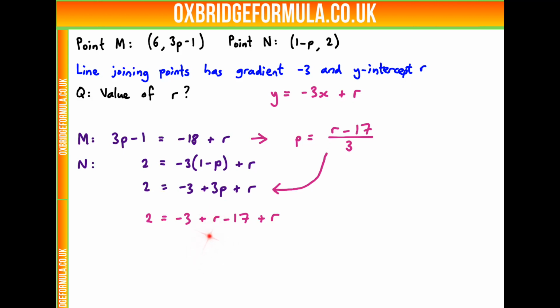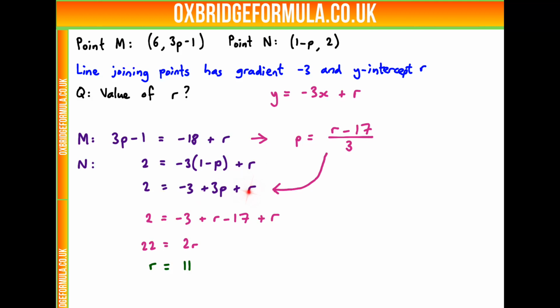So firstly, let's move the numbers from this side to get numbers on the left-hand side only. So 2 plus 3 would be 5. 5 plus 17 gives us 22 on the left-hand side. And we have our 2 r's on the right-hand side. And then we can see that simply by dividing both sides by 2, our value of r is 11.